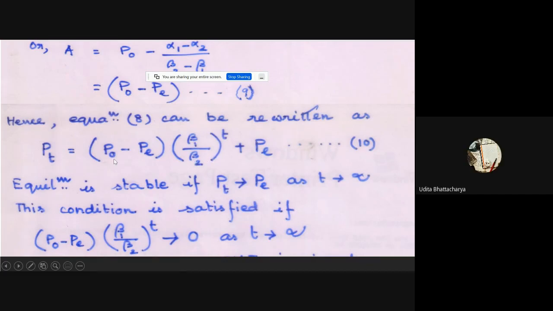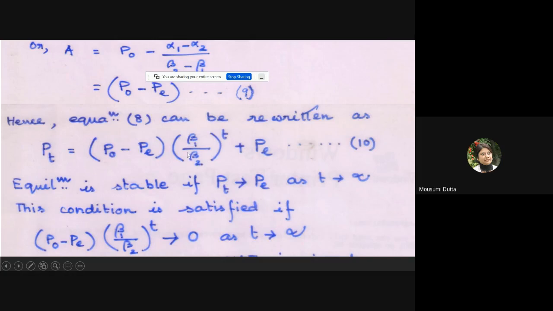Ma'am, can you repeat this, please? Yeah. I just didn't complete. There is no question of repetition, I'm just telling you the things. Look at this equation. Look at the right hand side. There is a constant term. Second term is PE, the equilibrium price. PE is the equilibrium price.